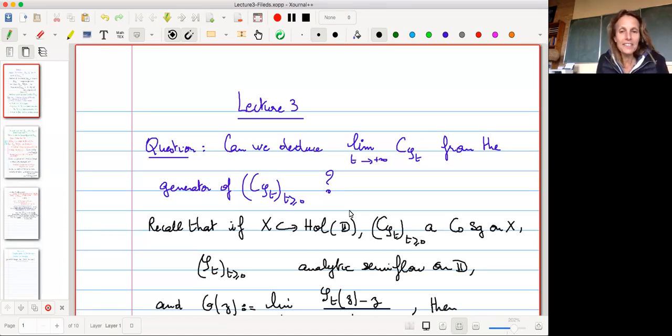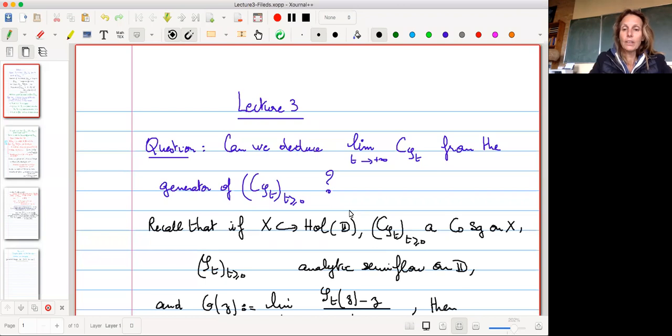So for the last lecture, we will have an answer to the questions we had, I think, at the end of the first lecture, or maybe the second. The question was, can we deduce the limit when t tends to infinity of C_phi_t? So it's very special semigroups. It's composition operators, provided they are C0. Can we deduce the limit from the generator, that is, the derivative at 0?